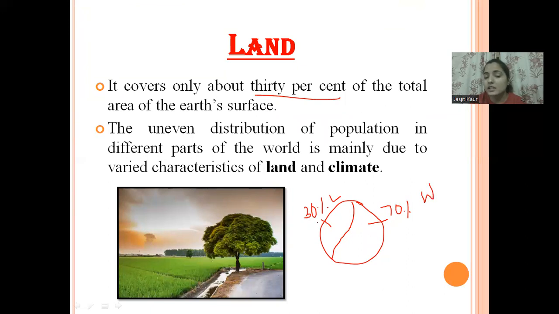Out of this 30%, a very small amount of land is habitable, where people can easily live their life. The rest of the land out of the 30% is very sparsely populated. A smaller number of people are living on that land. You must be wondering why there is an uneven distribution of population. This is because of two factors, that is land and climate.